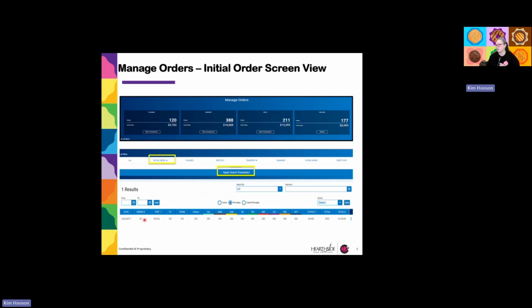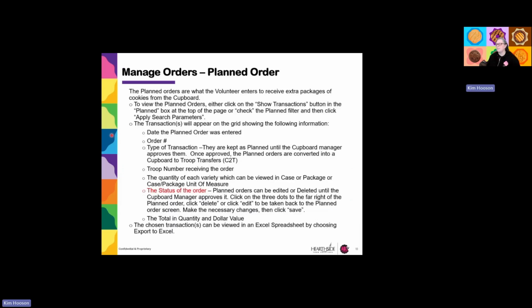So here we've got our initial order, and it will just show the troops on this page. It will not break it down by girl. And then we've got our planned orders.